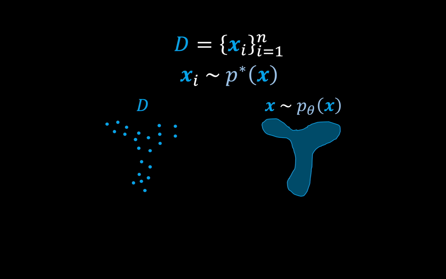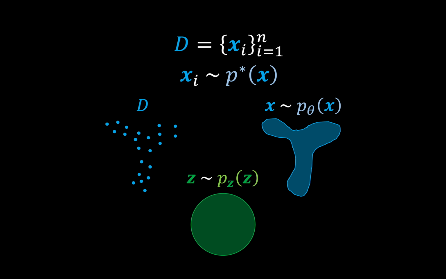Now we're not really interested in directly learning the data distribution p star. Instead, we indirectly learn it with the help of some latent variable z, which adheres to a known probability distribution pz, which is usually a Gaussian or normal distribution. So for this reason, we'll call pz our noise distribution.